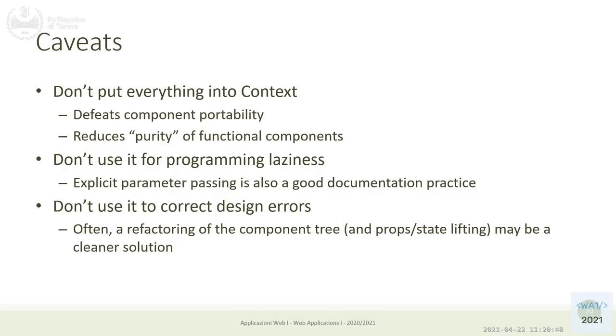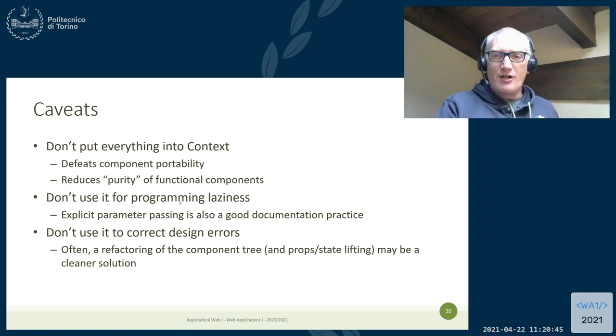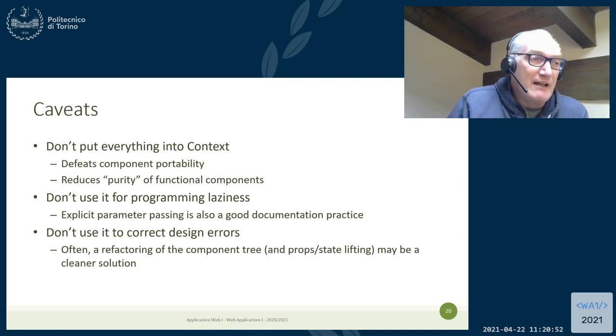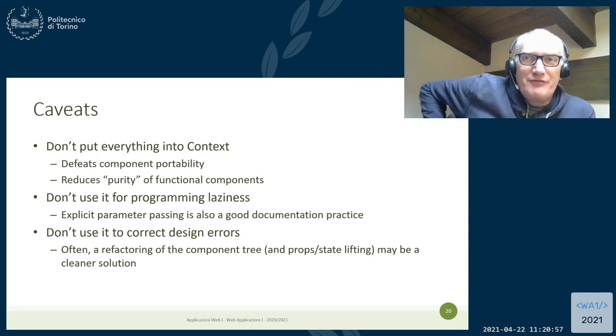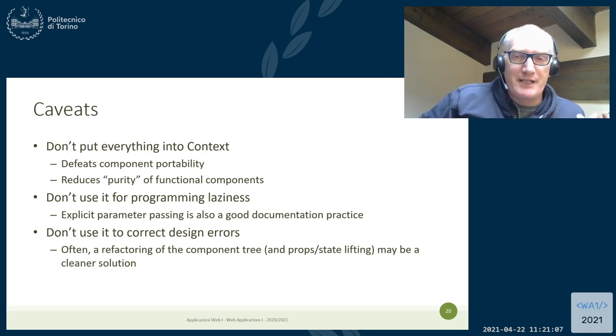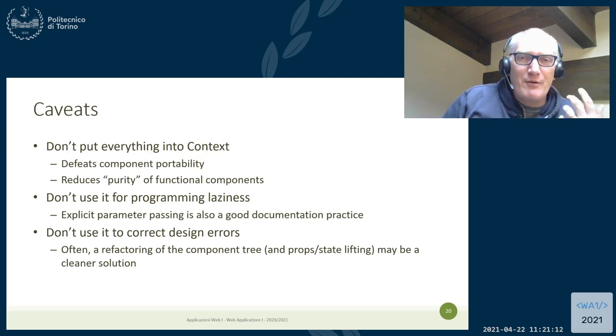Also to answer Lorenzo's question, I will come to this slide, which says don't use context for programming laziness. Basically, context means defining a sort of global variables everywhere. Okay, only one can change these variables, but if you send also callbacks down, then you are giving every component the possibility of messing with your state. So it's not a way of storing global information and giving it away to everybody, because then you lose control.